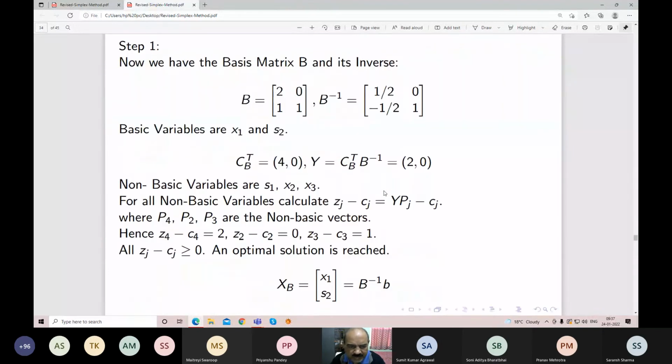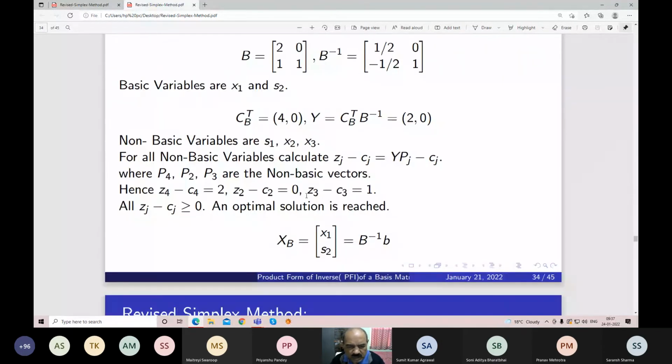But now there is an option that this problem has an alternate optimal solution. With respect to Z2 minus C2 equal to 0, we are going to compute the new inverse. How to compute? The first column is 2, 1, the second column is 1, 2. This 2, 1 and 1, 2 is a symmetric matrix, but you apply the product form of inverse and compute the inverse of the basis matrix and use it.